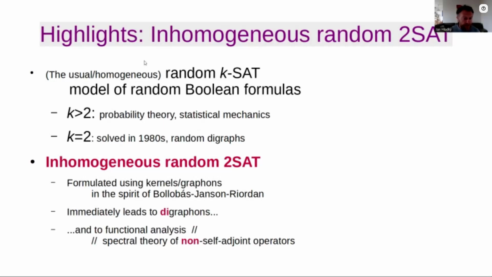What we do in this paper, we introduce an inhomogeneous version of random two-set, very much like Bollobás-Janson-Riordan, who generalized the model of Erdős-Rényi random graphs to the inhomogeneous setting. Now, importantly, the underlying graph theoretic structure is not random inhomogeneous graphs, but random inhomogeneous digraphs.